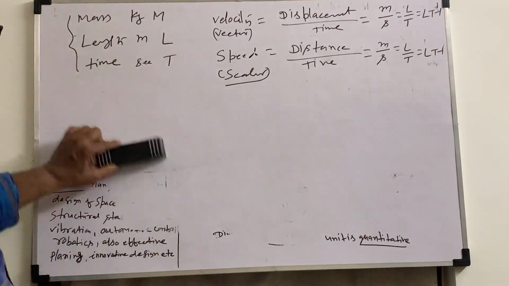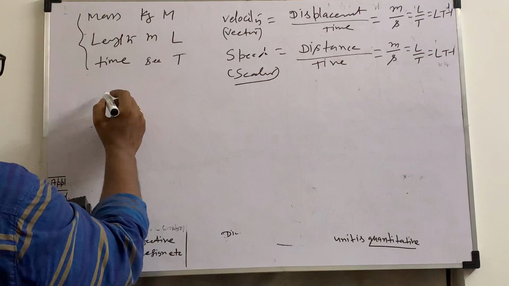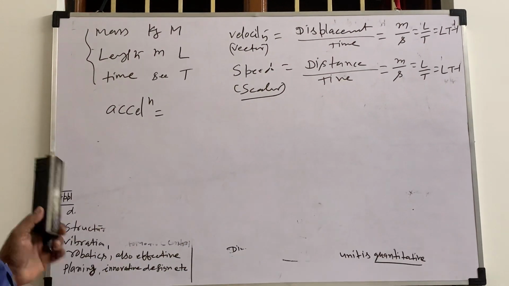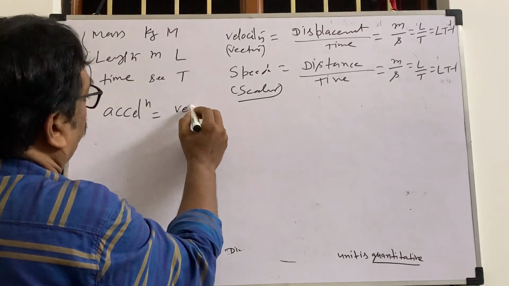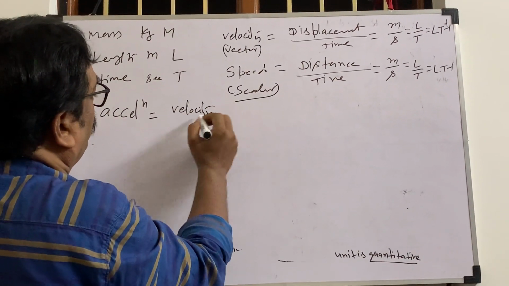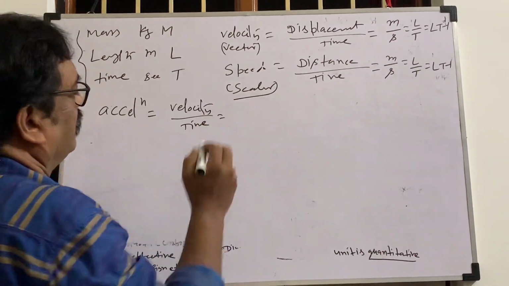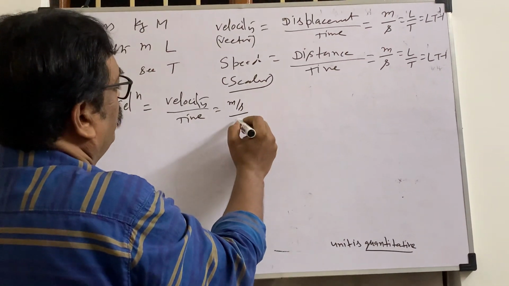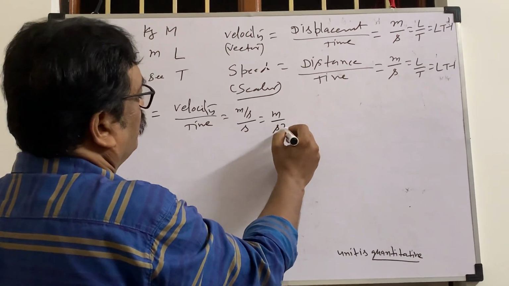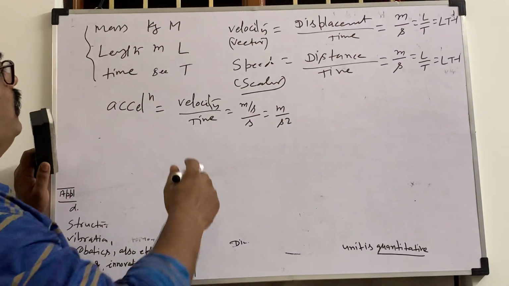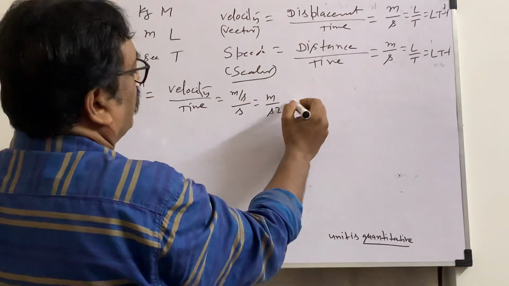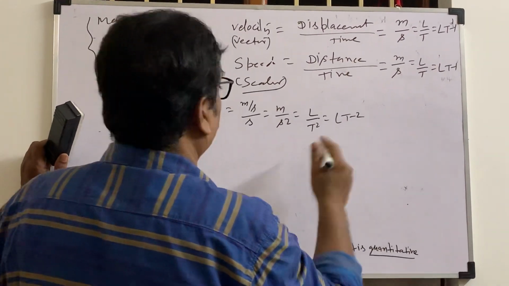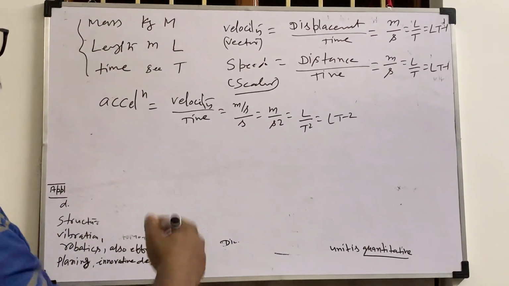Now we'll go to a little bigger units. Suppose acceleration. How will we define it? Velocity per unit time is known as acceleration. Now what is the unit? You already know velocity unit is meter per second and time unit is second, so meter per second square. Then how will we write the dimension formula? Meter is L, time is T square. So LT minus 2. So the acceleration dimension formula is LT minus 2. Now we will go to force.